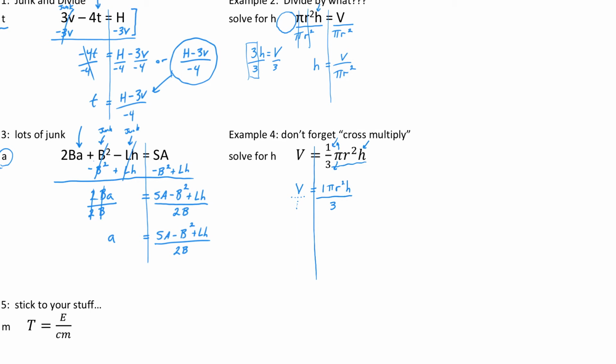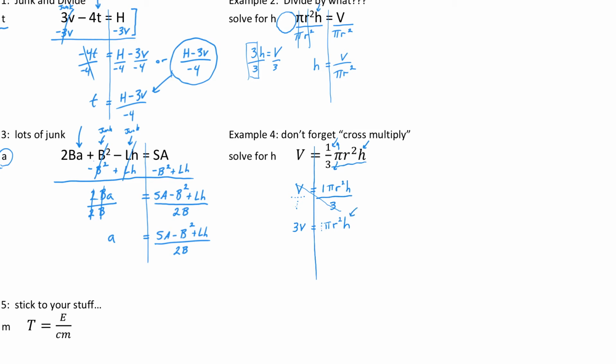So let's start with this. 3 times v, 3 mashed with a v, 3v. 1 times anything is that same thing. Now this time I'm not going to write the invisible 1, but you guys know you could. Cross multiplication gets rid of fractions. Now that we've gotten rid of the fractions, we can solve for h.